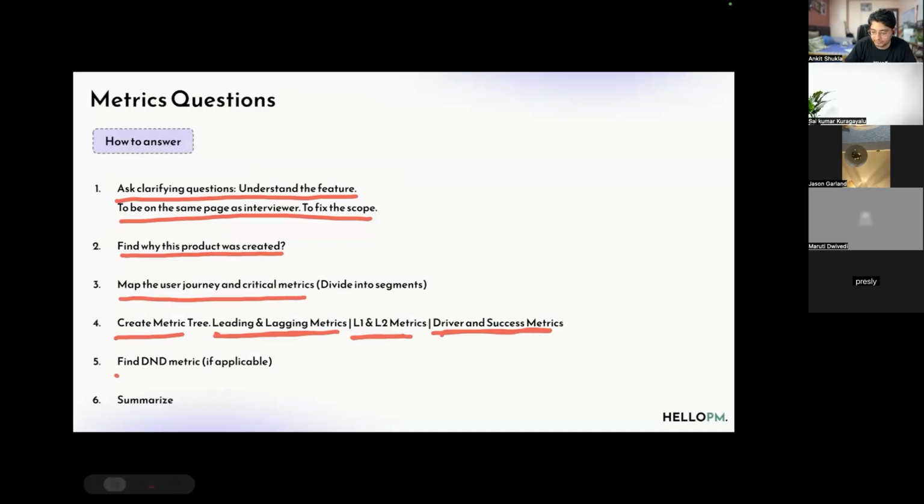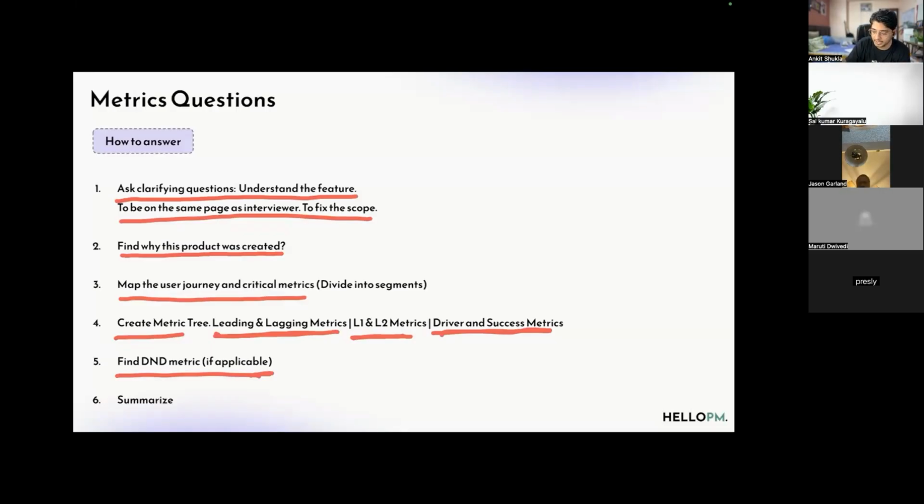Right? And then find the D&D metrics, if applicable. It is not always applicable, it is not always important, but if you can, go ahead and find a D&D. For referral, the D&D metric could be that the cost of acquisition might not go very high. The experience of the existing users should not reduce.